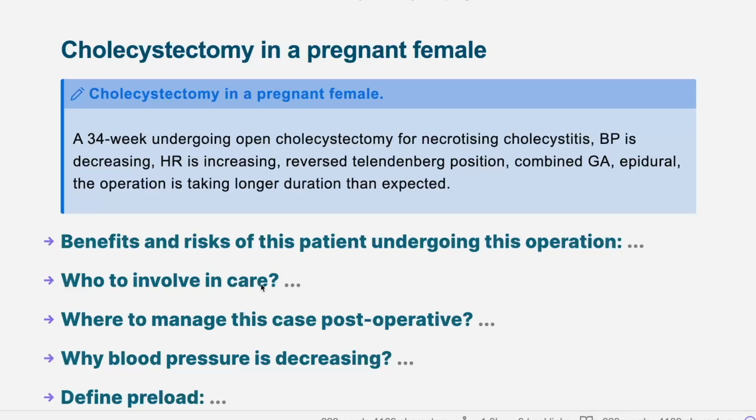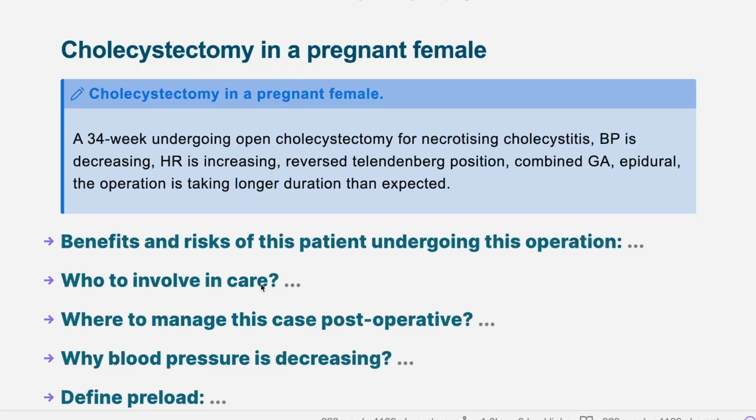We have a female patient who is 34 weeks pregnant. She's undergoing an open cholecystectomy for necrotizing cholecystitis. Blood pressure is decreasing, heart rate is increasing, and the operation is taking longer than usual. And she also had an epidural and general anesthesia as well. What are the benefits and risks of this patient undergoing surgery?